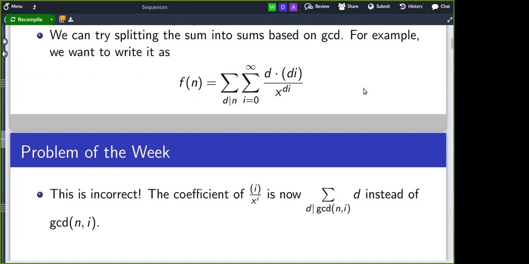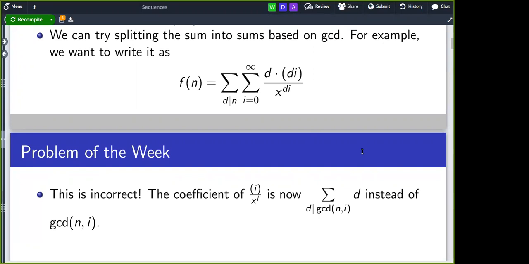Because we're counting i over x to the i in every sum of d where d divides the GCD of n and i. So for every extra term of i over x to the i, we're adding an extra d. That's why the coefficient is going to be the sum of d where d divides the GCD of n and i. But we actually want it to be the GCD of n and i, not whatever that is. So we have to change the coefficient to something else other than d.